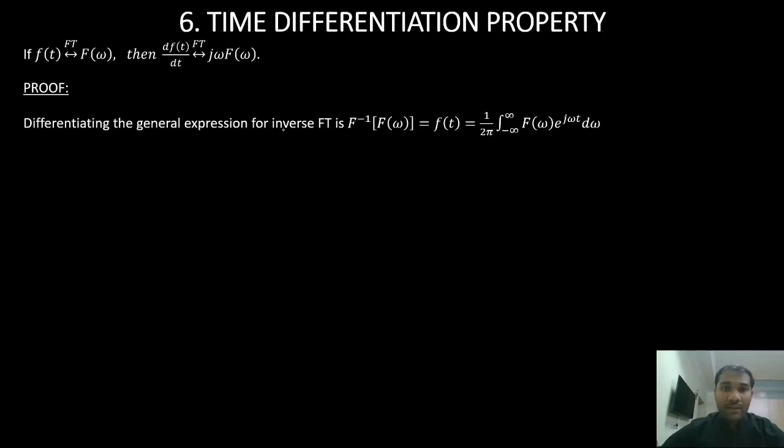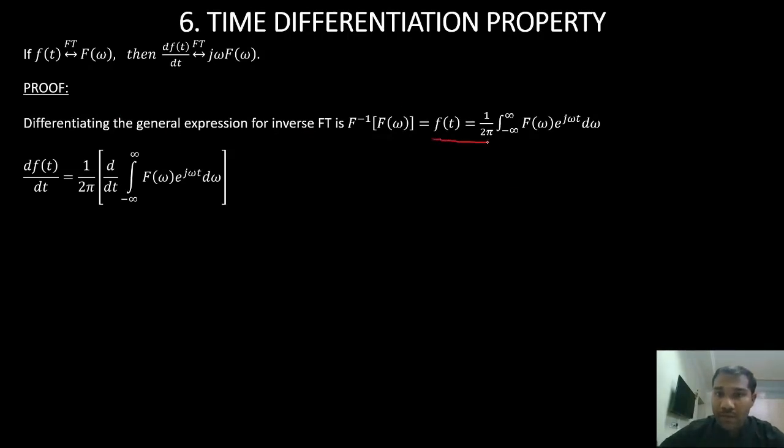Now we'll take the inverse Fourier transform. Inverse Fourier transform we are considering for this proof, right? Now f of t is equal to 1 by 2 pi integral minus infinity to infinity f of omega e power j omega t d omega.